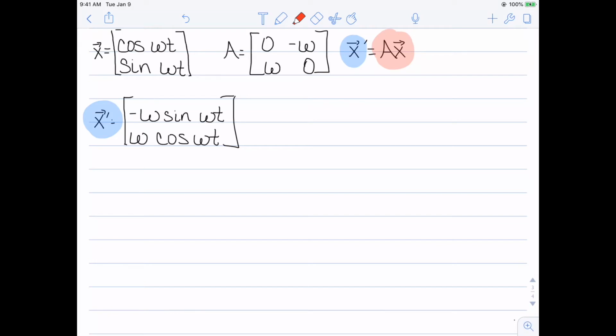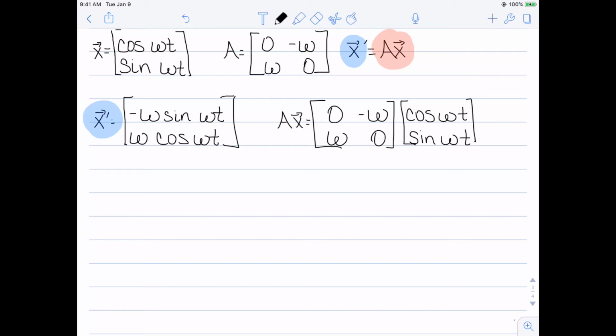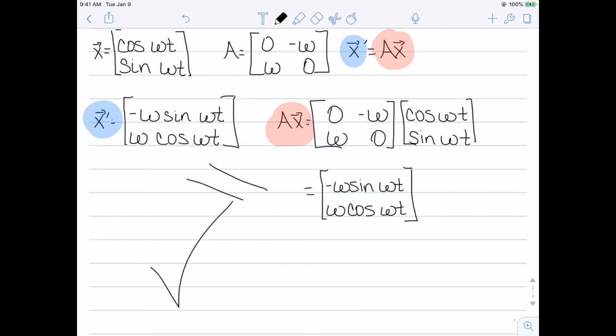We now need to look at the right-hand side of the equation, Ax. So we have 0, negative omega, omega, 0, times cosine omega t, sine omega t. When I multiply my first row by this column, I have 0 minus omega sine omega t. And then the second row gives me omega cosine omega t plus 0. And now this is the right-hand side of the equation. And we can see these two things are equal. So this is a solution to this matrix differential equation.